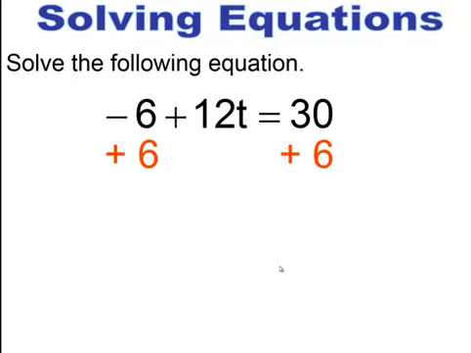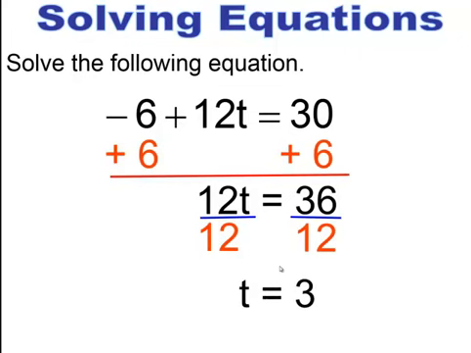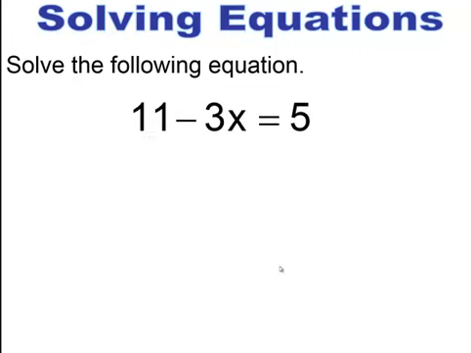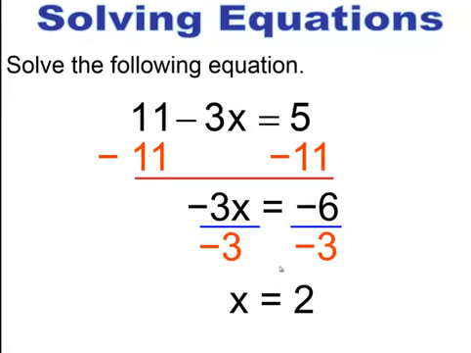Pause and try. So the first thing I'm going to do is add the 6 to both sides. You're left with 12t equals 36. And then you're going to divide through by that 12, and you should have gotten that t equals 3. Pause and try. So be careful here. You have to subtract that 11 first. What's going to come down is that -3 with that x, -3x. And now you're going to divide through by that -3, and you're going to get x equals 2.